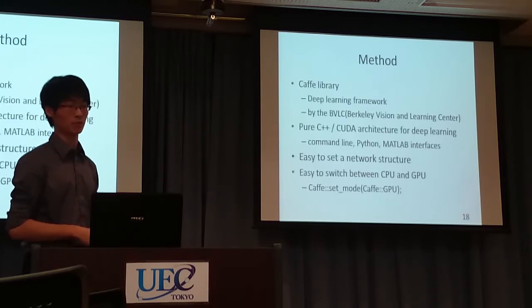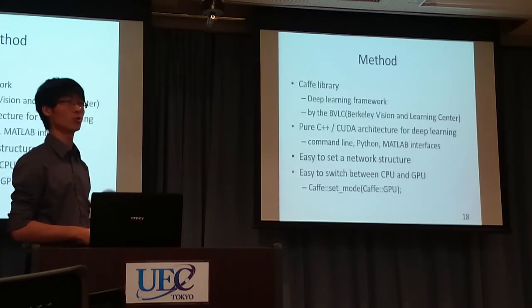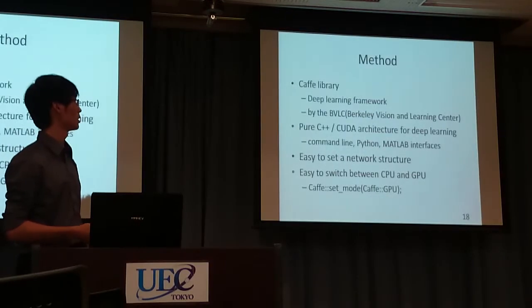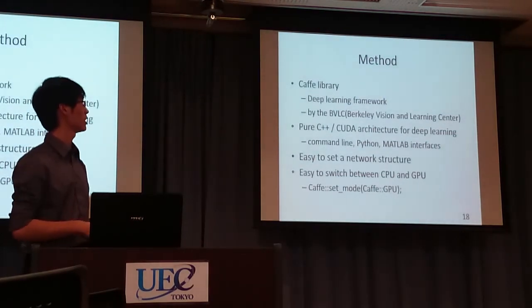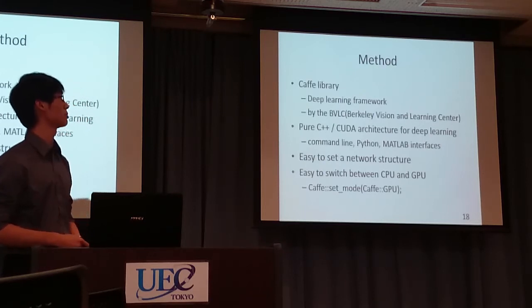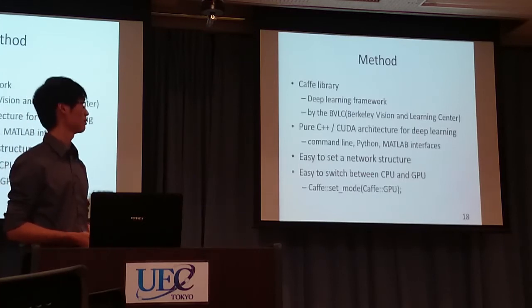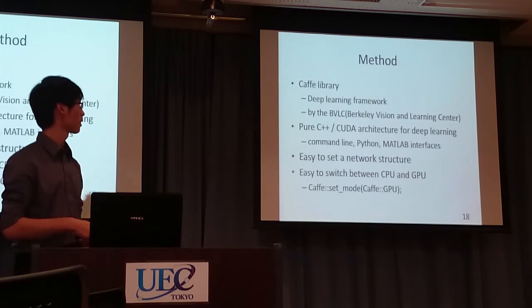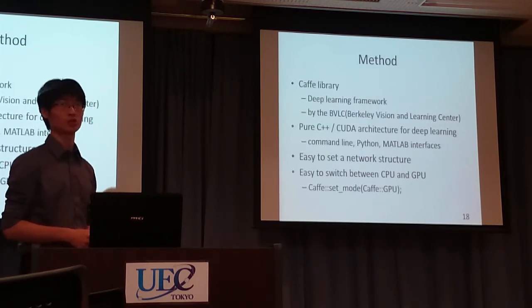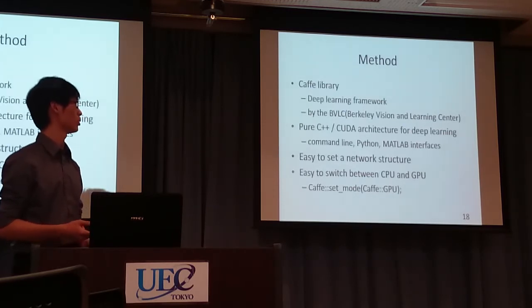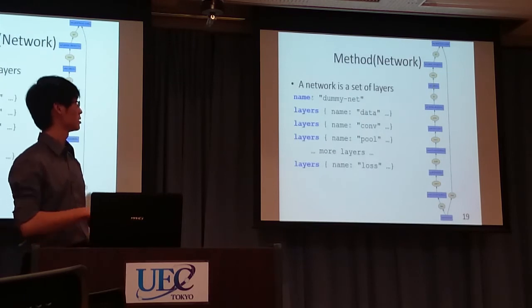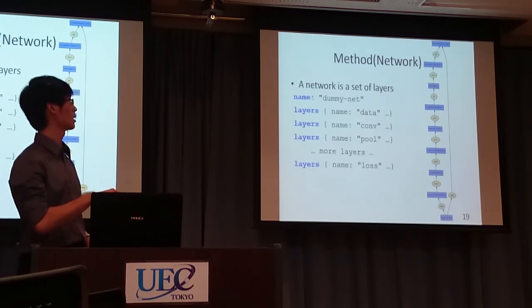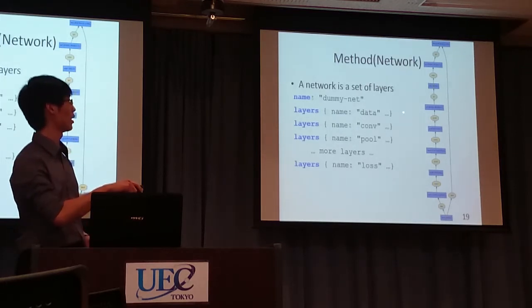In this paper, I'm using the Caffe library, which is a deep learning framework created by the Berkeley Vision and Learning Center, and it's a pure C++ and CUDA architecture for deep learning. We can use the command line, Python, or MATLAB interface to develop this program. It's very easy to set the neural architecture, and very easy to switch between CPU and GPU mode. This is how easy it is: we just edit the text, the type of each layer, convolution, the subsampler, and the output.